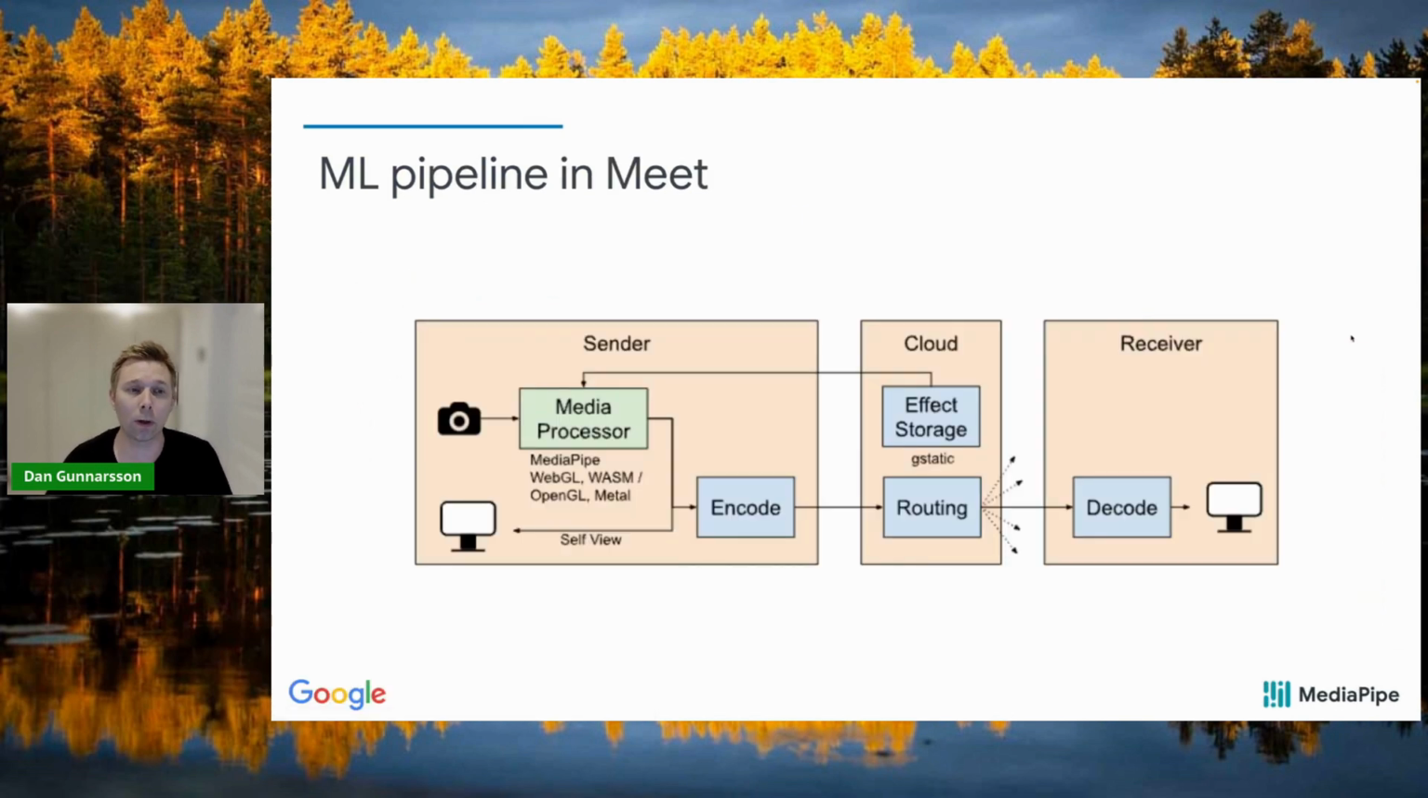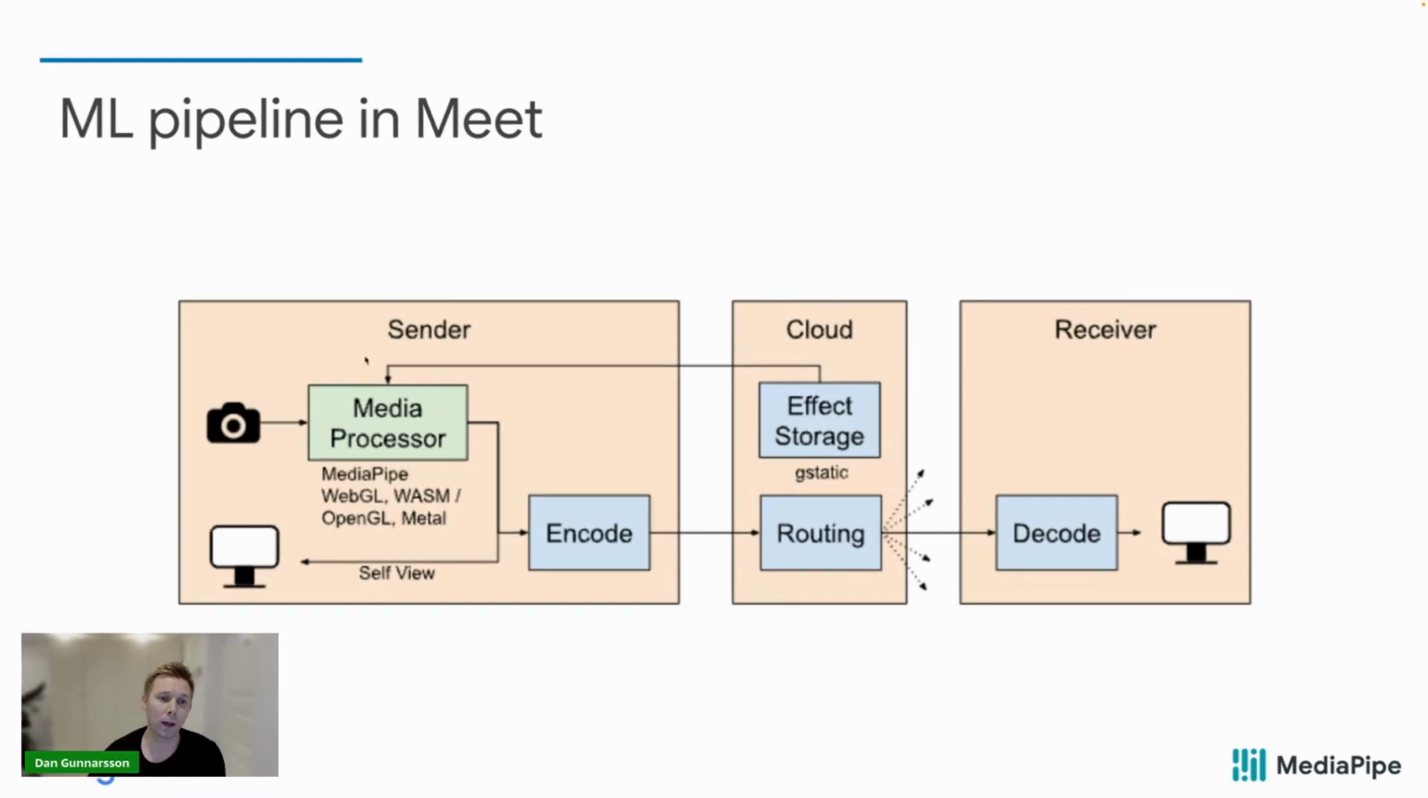Looking a little bit more at our pipeline and how it integrates in Meet. We are doing our processing sender side. So we are capturing the camera, inputting that into a media processor, or a processing pipeline, and there we do processing. We return the self view to the user, which is an important step because it's important to give users a what-you-see-is-what-you-get experience. So you know what is being sent out to the other participants of the meeting. We then encode, we send it through the normal routing using WebRTC and our full stack, and then it's decoded and shown at the receiver.